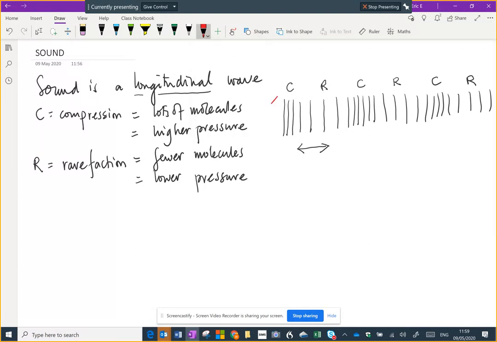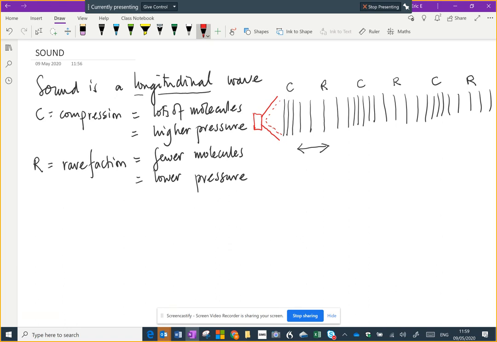Okay, here's the loudspeaker cone. We're going to see soon how a loudspeaker works. And the loudspeaker goes in and out, as shown by the dotted lines. When it goes forwards, it creates a compression. And when it goes backwards, it creates a rarefaction. So that's literally pushing and sort of pulling the air.